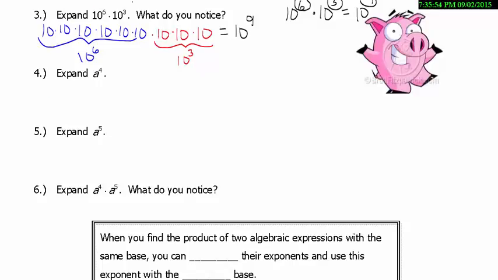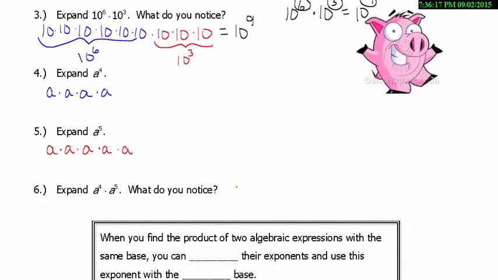Let's go to number 4. Number 4 says expand a to the 4th power. This gives us a times a times a times a. Number 5 says expand a to the 5th power. So we have a times a times a times a times a. We'll use these two questions to answer number 6. It says expand a to the 4th times a to the 5th.